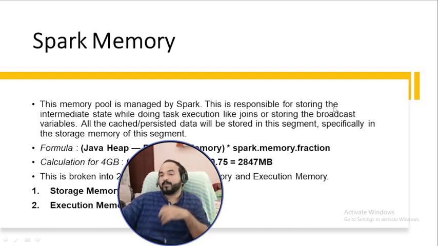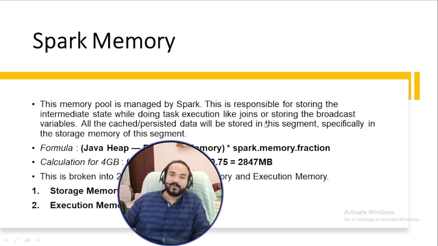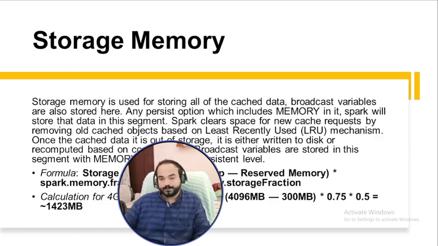And this is responsible for storing the intermediate state while doing task execution, like joining, and storing the broadcast variables. All cached and persisted data will be stored in this segment, specifically in the storage memory. If you remember, some data frames you always persist or cache, so generally they are stored inside this storage memory. In most of my Spark video sessions, I have shown you how you can persist and cache your data. And then this is the execution memory. Whenever you are performing any shuffle or join, this execution memory plays a very vital role.